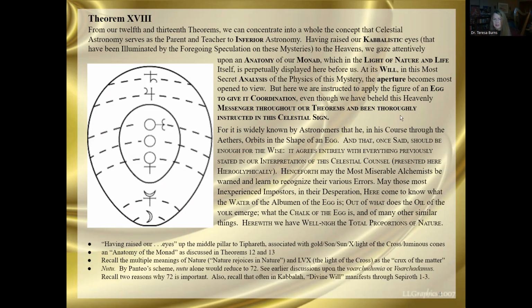He puts will in all caps. Why does he do that? Well, remember back to our discussion of Vo Archidamus, which is a play upon Pantio or Pantheus's Vo Archidumia. He's very taken, and he has all kinds of marginalia in his copy of the Vo Archidumia with the gematria of God's will. And in God's will, the word will, using the Latin word nutu, comes up to 72.